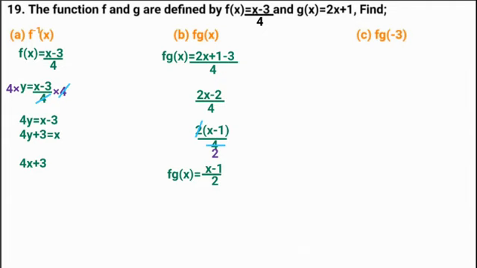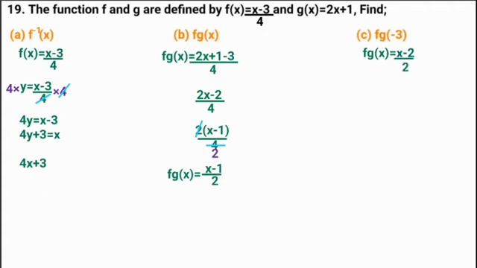Okay, now once I've found this, we can go to question C, which is asking us to find the value of fg -3. So what I'm going to do is use the same formula I've just found in question B. So I'm going to use that formula. I'm going to say fgx is equal to x minus 2 over 4.